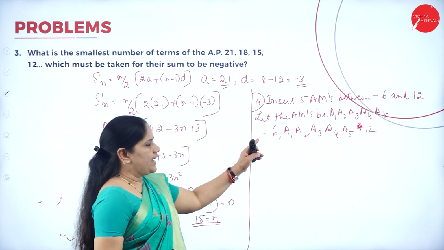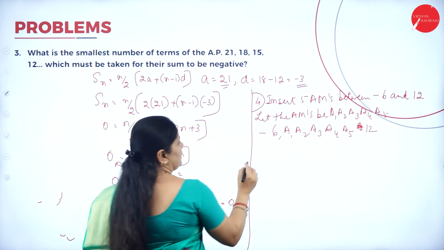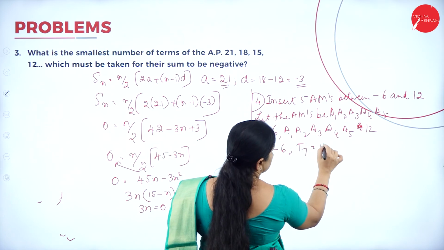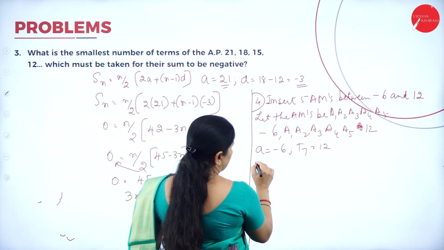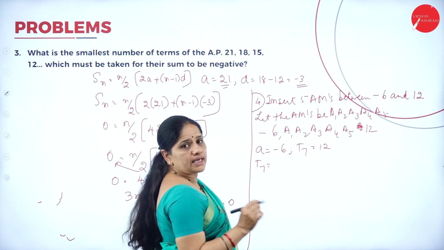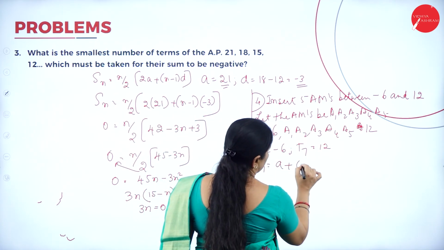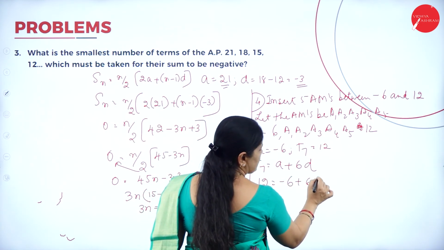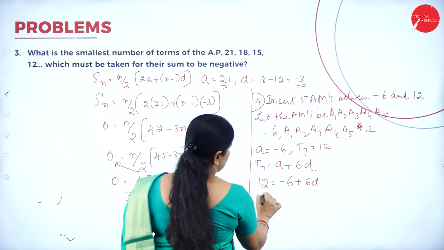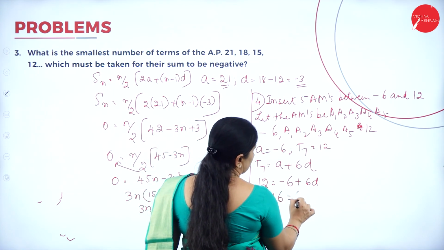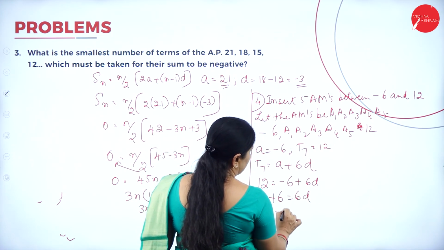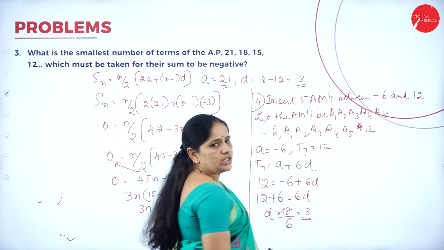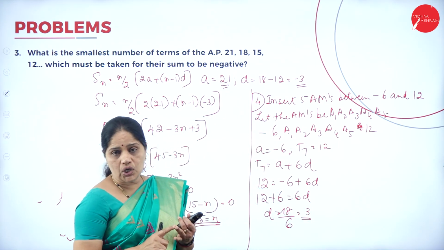Okay. Now we have this arithmetic progression here. Now I can identify A equals minus 6, T7 equals 12. Now I will write T7 equals A plus 6D. So 12 equals minus 6 plus 6D. Now 6 I bring it here. 12 plus 6 equals 6D. D equals 18 by 6, that is 3. So D equals 3. So we know A, we know D also.